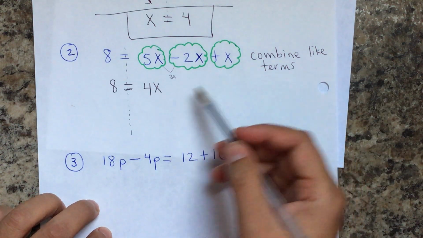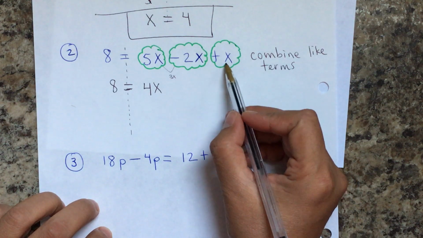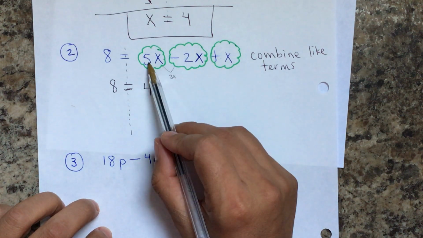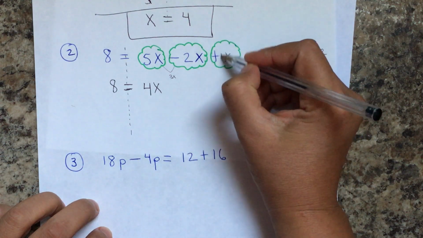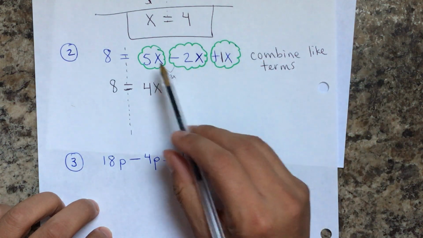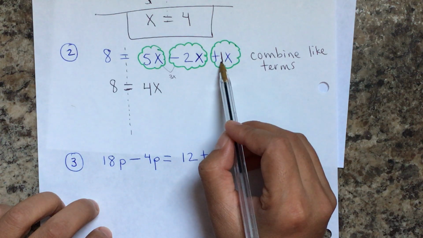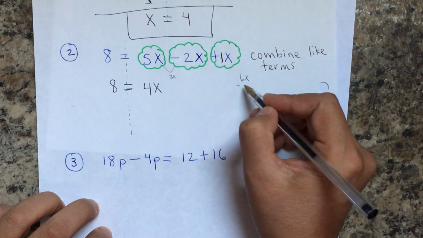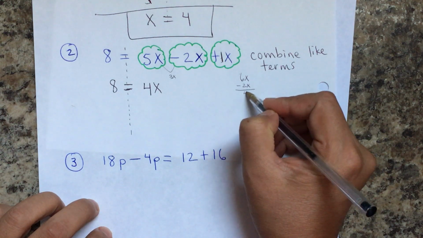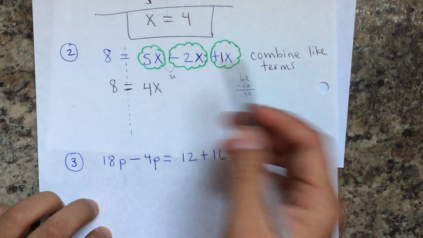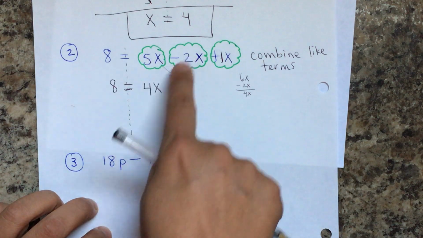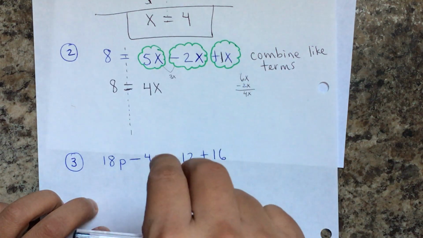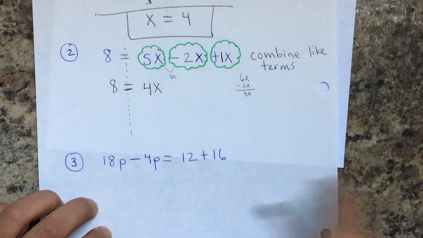I know that some people prefer to also do this. They put together the ones that are positive. So 5x and 1x. Remember that if there's nothing in here, that means a 1. So 5x and 1x is 6x, right? 6x. And then minus 2x, that still gives me 4x. Okay, so either way, if you want to do one by one in the way they come, or you can combine first the positives with positives, negatives with negatives, and then you subtract.